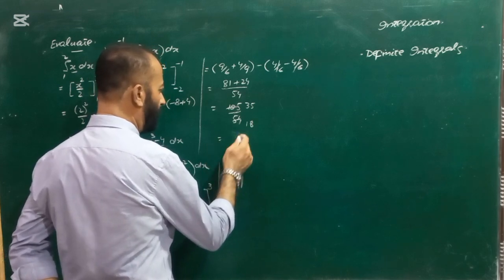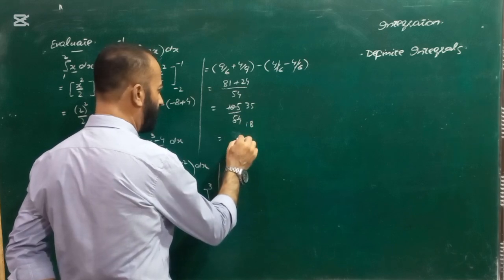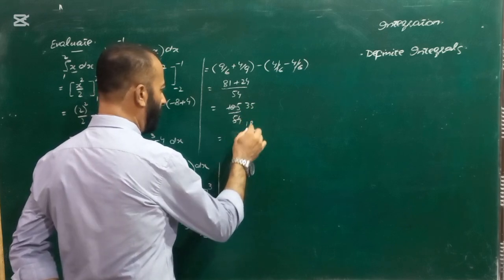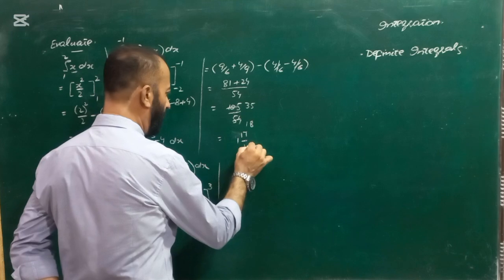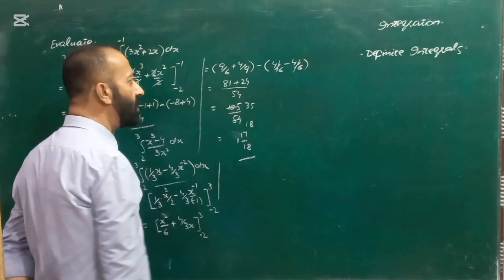Make it further solved because this is an improper fraction. So one whole number 17 by 18. So this is the answer.